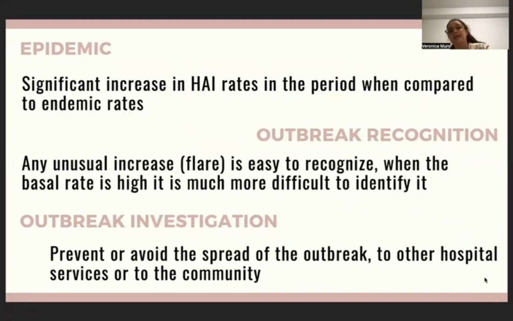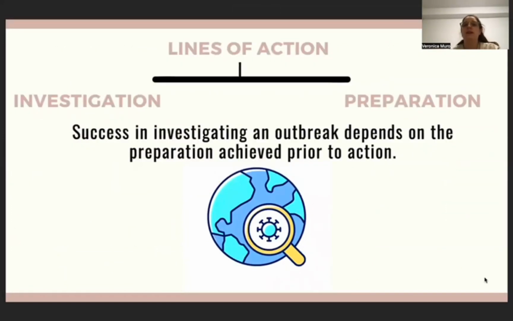An outbreak is a significant increase in the HAI rates in the period when compared to endemic rates. The outbreak recognition is any unusual increase or flare that is easy to recognize. When the basal rate is high, it is much more difficult to identify it. The outbreak investigation is to prevent or avoid the spread of the outbreak to other hospital services or to the community. The lines of action: we have first investigation and then preparation.